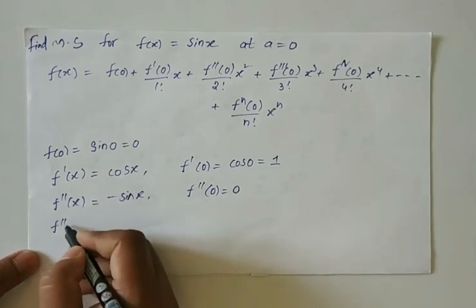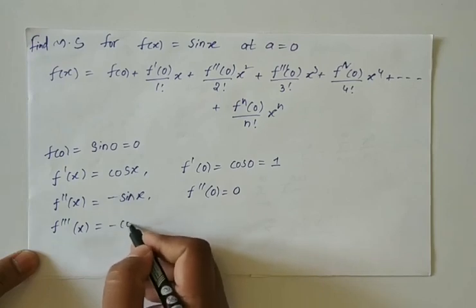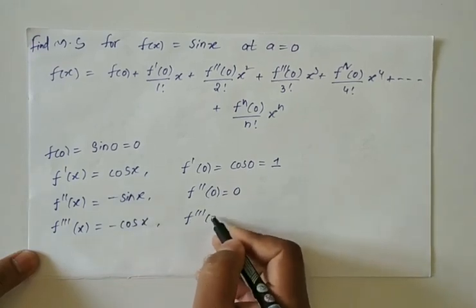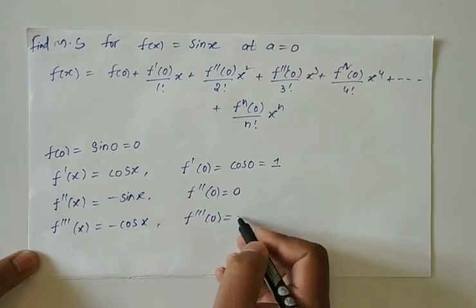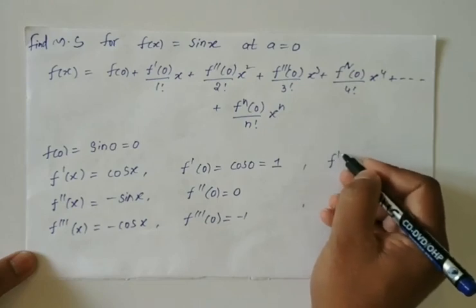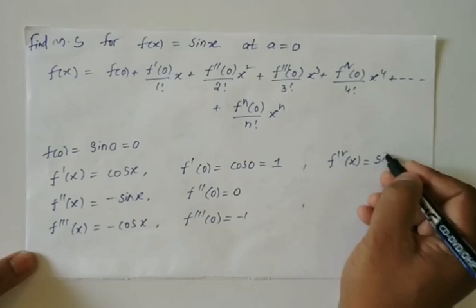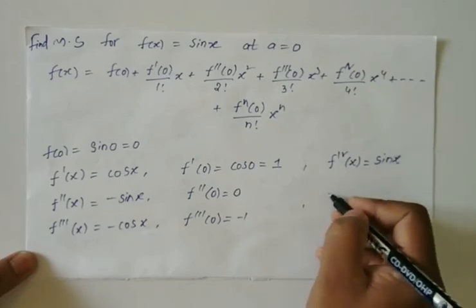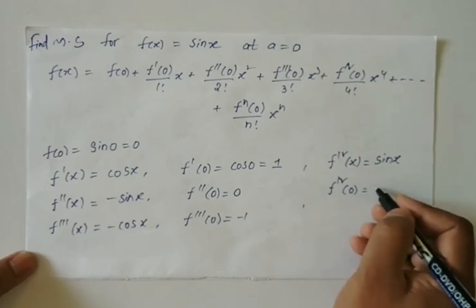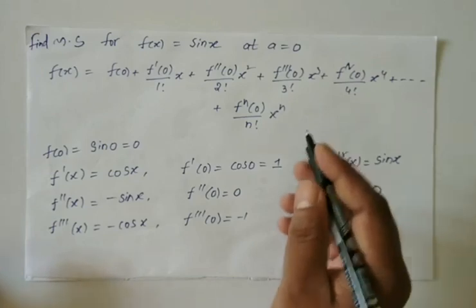f triple dash of x, derivative of minus sin x, minus cos x. Tell me f triple dash of 0: minus cos 0, minus 1. Similarly, tell me f power fourth derivative of x: derivative of minus cos x, sin x. f power fourth of 0 is nothing but sin 0, always 0. Okay, substitute all these values in the above equation.